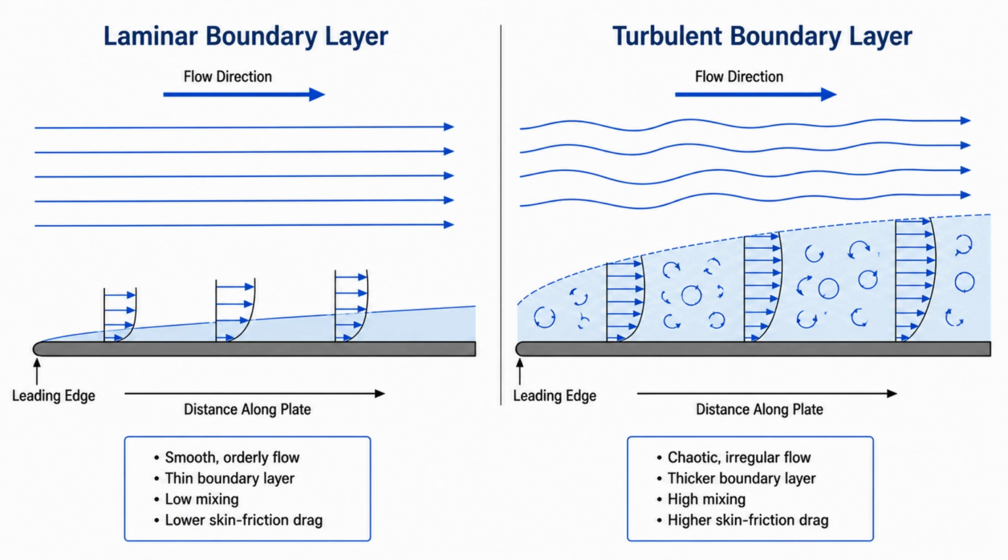A turbulent boundary layer behaves quite differently. Instead of smooth layers, the air moves in a chaotic, constantly mixing motion. Turbulence increases the thickness of the boundary layer and also increases skin friction drag. At first, that sounds like a disadvantage, but turbulent flow carries much more momentum close to the surface. That extra energy allows the airflow to remain attached to the wing much longer.